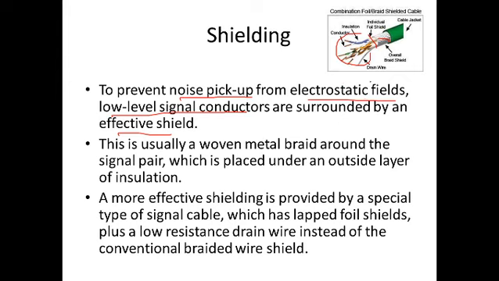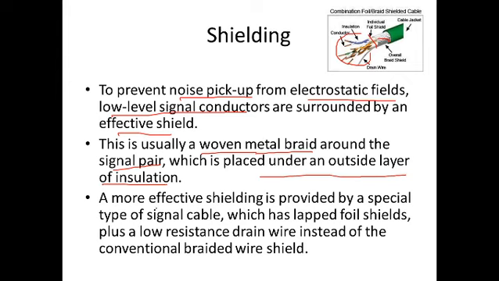This is usually a woven metal braid. So this is a metal braid. Metal wires are braided there to form the shield around the signal pair, which is placed under an outside layer of insulation. So above the insulation you are actually using the braided shield there.